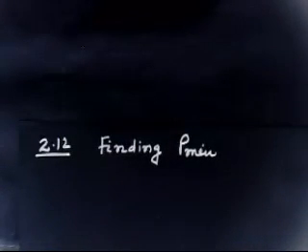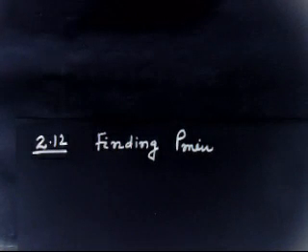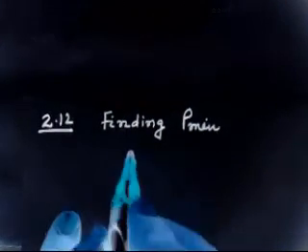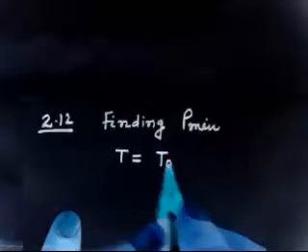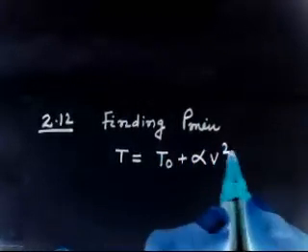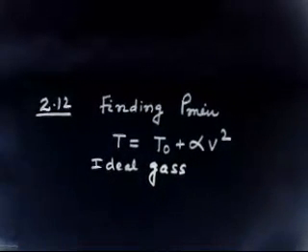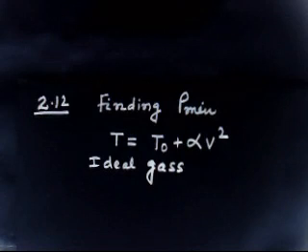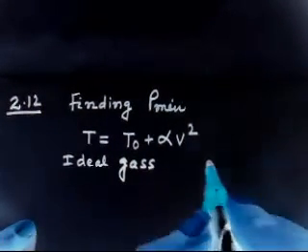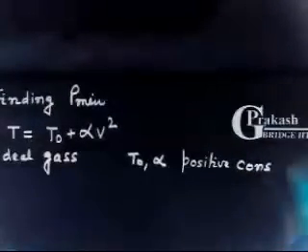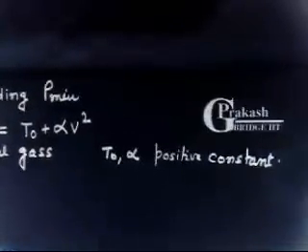Let me read the question for you. It says: find the minimum attainable pressure of an ideal gas in the process whose equation is given as T equals T naught plus alpha V squared. The gas is ideal in nature and follows this equation, where T naught and alpha are positive constants.